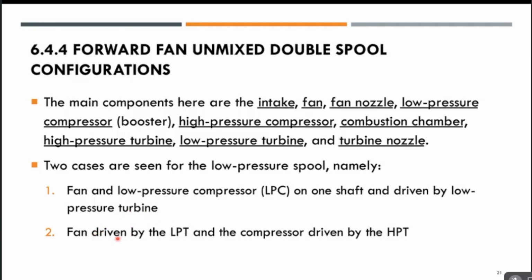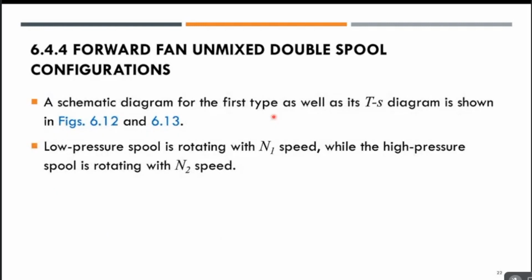And the fan is also driven by the LPT, and the high pressure compressor will be driven by the high pressure turbine. So the low pressure turbine is connected to the low pressure compressor, and also drives the fan blades. Meanwhile, the high pressure turbine is connected to the high pressure compressor. A schematic diagram for the first type as well as its TS diagram is shown in figures 6.12 and 6.13, which we are going to look into in the following slides.